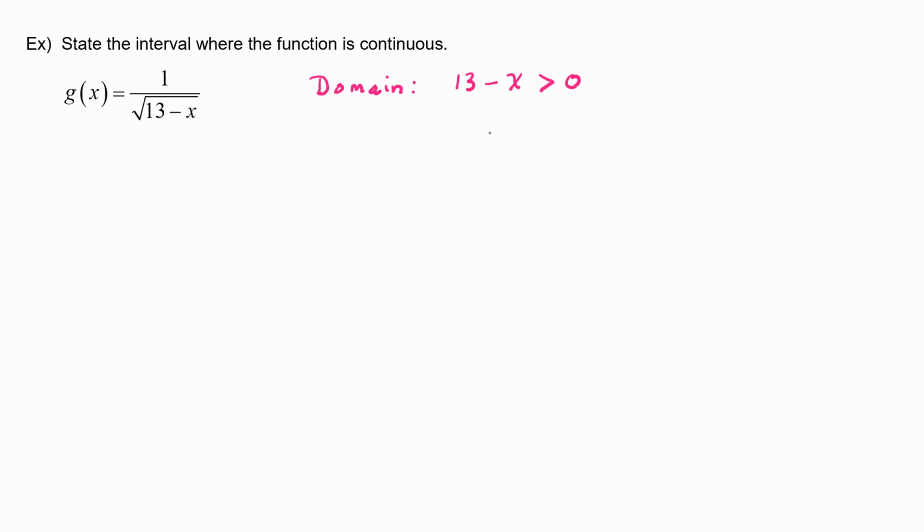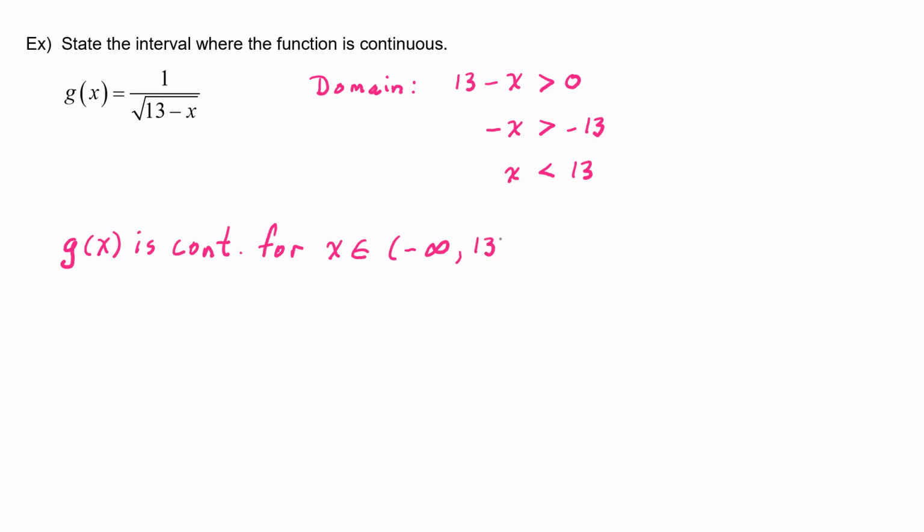Subtracting 13 from both sides, we have negative x is greater than negative 13. Multiplying both sides by -1, we know we have to switch the inequality symbol, and this becomes x is less than 13. So g of x is continuous for x on the interval from -infinity to 13, not including the 13.